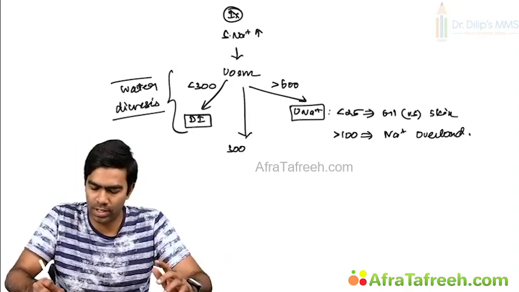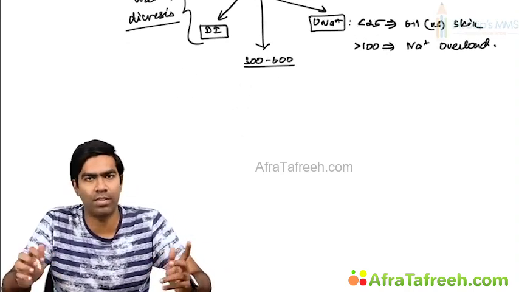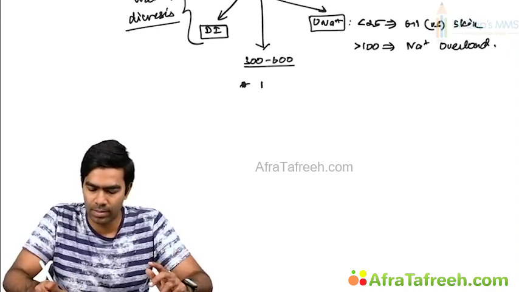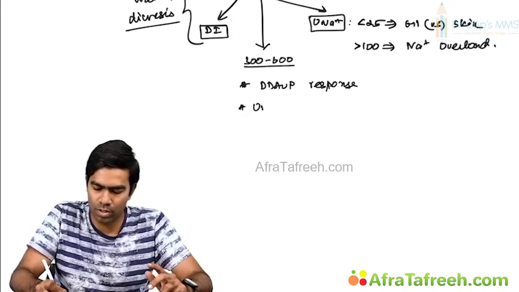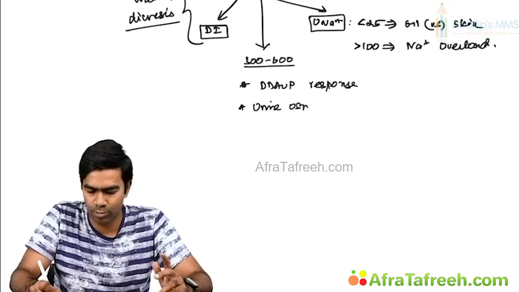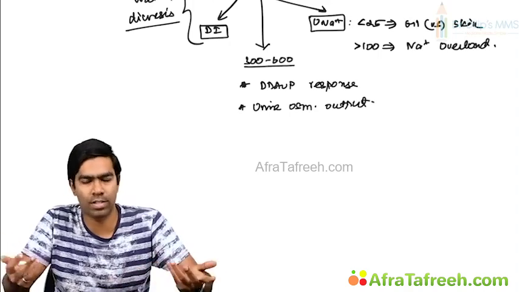Suppose it's in the range of 300 to 600, it's difficult to interpret, but you need a lot of other testing like desmopressin response, or you can test for urine osmolar output. So a lot of testing is available, which you can go back to the polyuria section and look for. Now let us see the management.